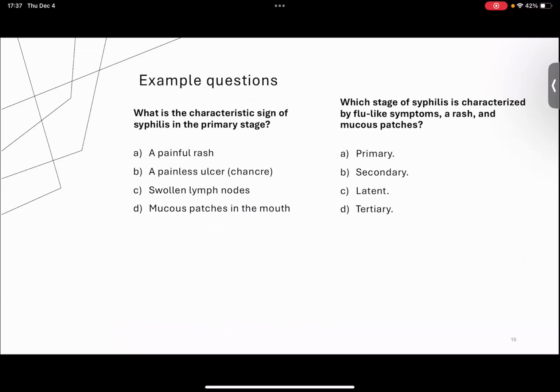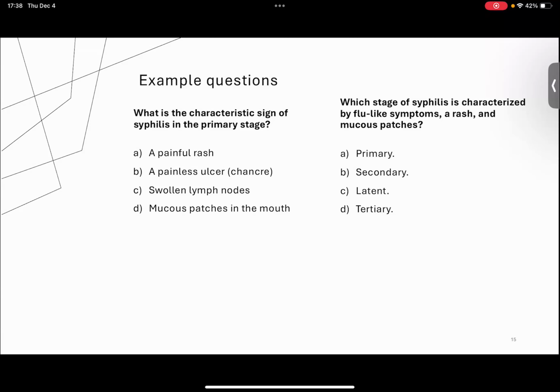So what characteristic is the sign of the primary stage? A, the painful rash. The rash is associated with the secondary stage of syphilis. It is a painful ulcer. B is our answer. It's called a chancre. C, swollen lymph nodes. Again, that is usually associated with secondary syphilis. And D, mucus patches in the mouth. Again, associated with secondary syphilis. Our correct answer is B, the chancre, the painless ulcer, which is the site where the bacteria infected the body.